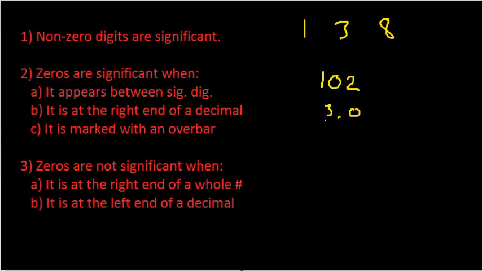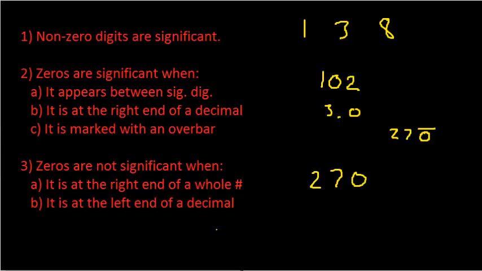Or a zero is significant if it is marked with an overbar. So for example 270, the 0 is not between significant digits and it's not at the end of a decimal, so to make it significant I would put a bar over top of it. So we have now 3 significant digits because of that overbar, making the 0 significant. Zeros are not significant when they're at the right end of a whole number, so that 270 without the overbar has 2 significant digits, the 2 and the 7, and the 0 is not significant.